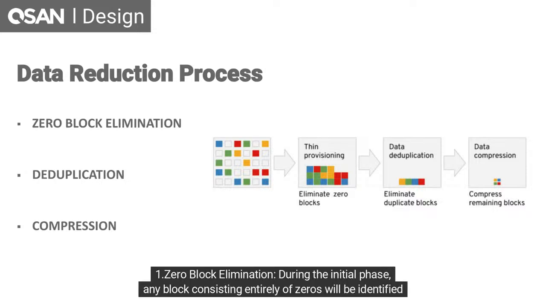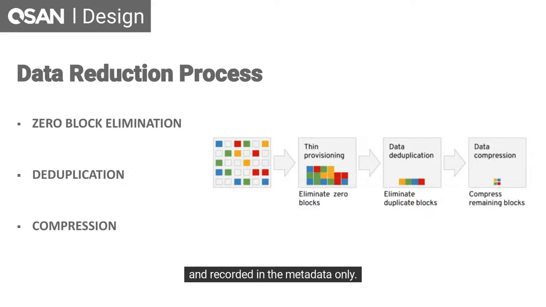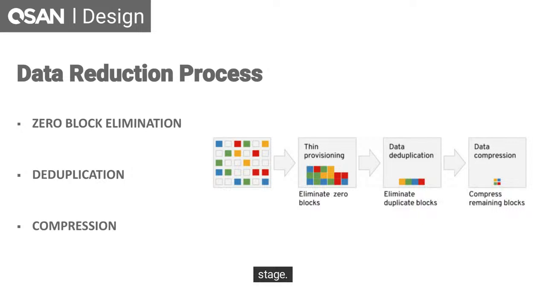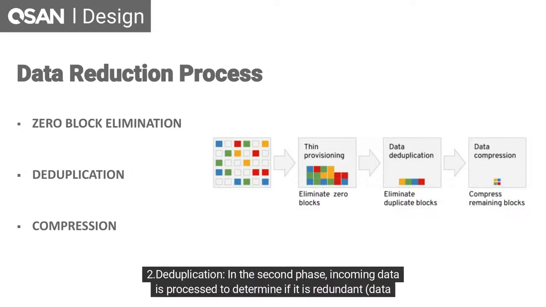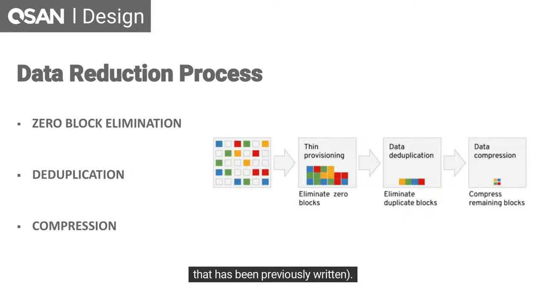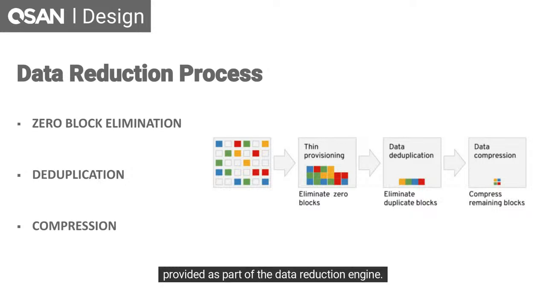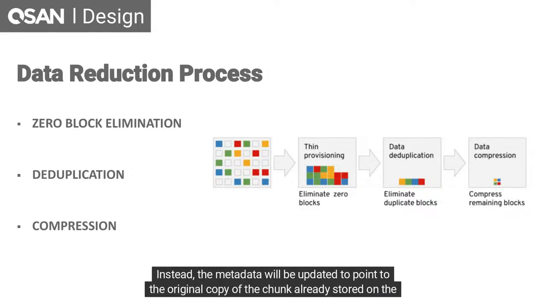1. Zero block elimination. During the initial phase, any block consisting entirely of zeros will be identified and recorded in the metadata only. At this stage, the process only allows data containing non-all zeros to be filtered to the next processing stage. 2. Deduplication. In the second phase, incoming data is processed to determine if it is redundant, data that has been previously written. The redundancy of this data is checked through metadata maintained by the deduplication service core module provided as part of the data reduction engine. Any data blocks found to be redundant will not be written out. Instead, the metadata will be updated to point to the original copy of the chunk already stored on the media.